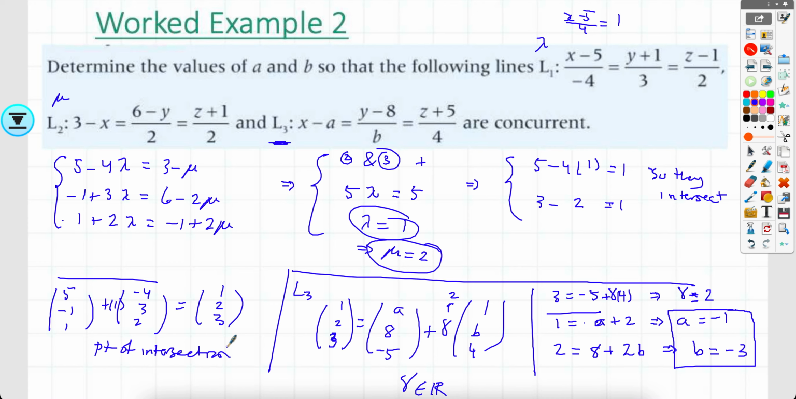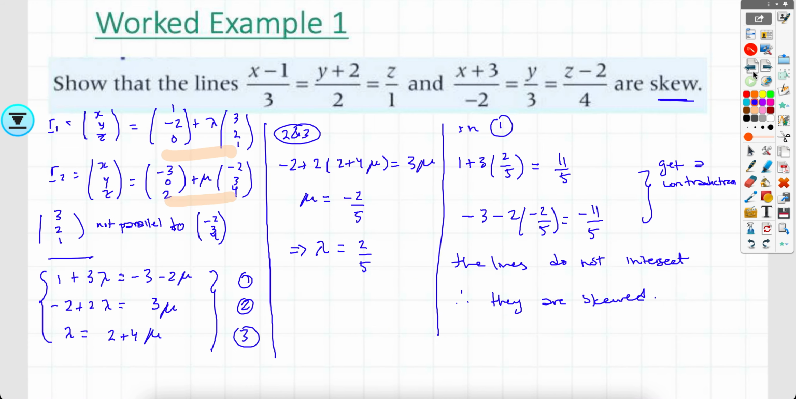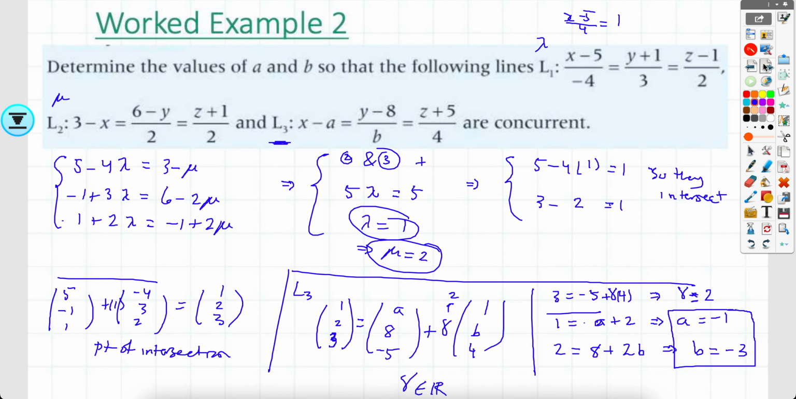Hopefully this was clear. It's a common question to see whether lines are parallel. Parallel is quite easy. That's why we focused on intersecting and skew lines as well.